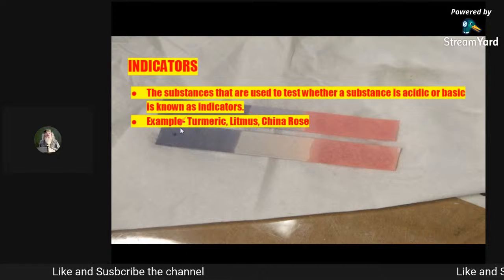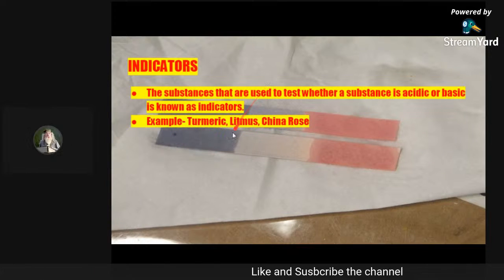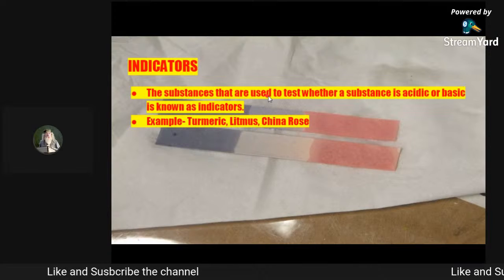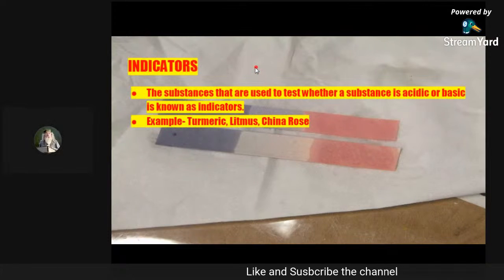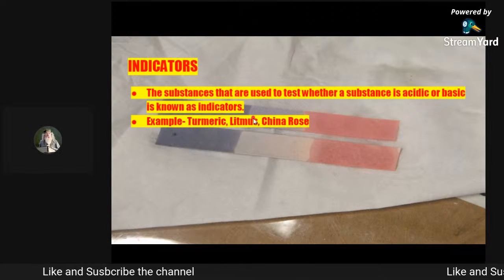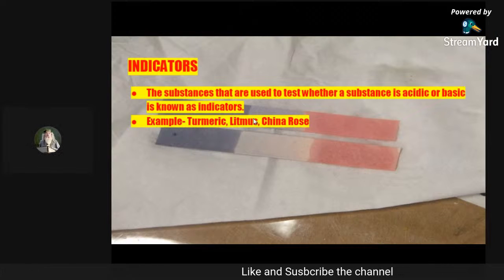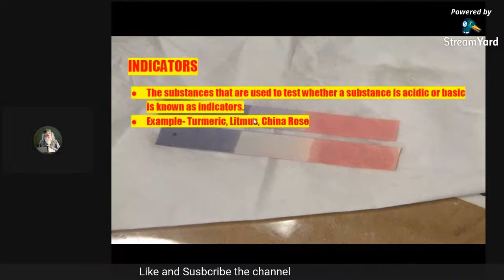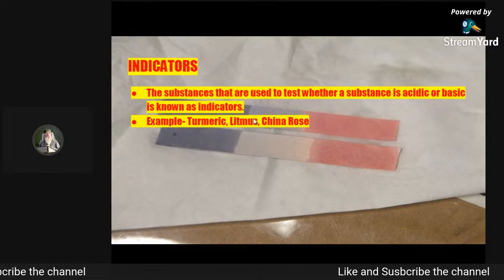Example: turmeric, litmus, china rose. Among these, litmus is the most commonly used indicator. Now there is another type of indicator which is termed as olfactory indicators. Olfactory means smell. These are substances which change their smell. Example, clove oil and so on.